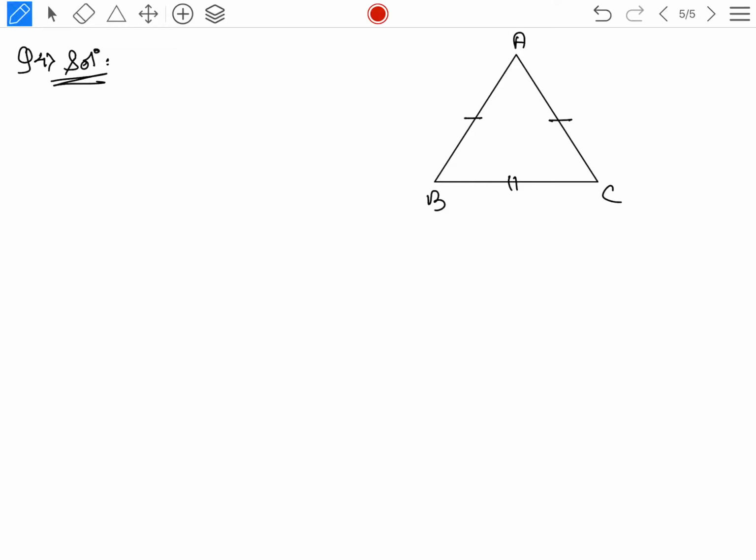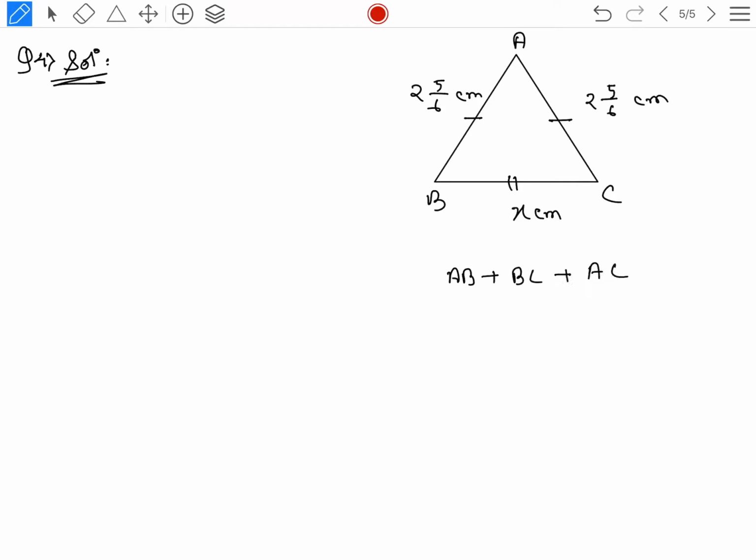Now the question: one of the equal sides is given as 2 5/6. So if one is 2 5/6, then the second is also 2 5/6. Consider this third side as x centimeter. Now according to the question, the perimeter is given. Perimeter means nothing but the sum of the sides.